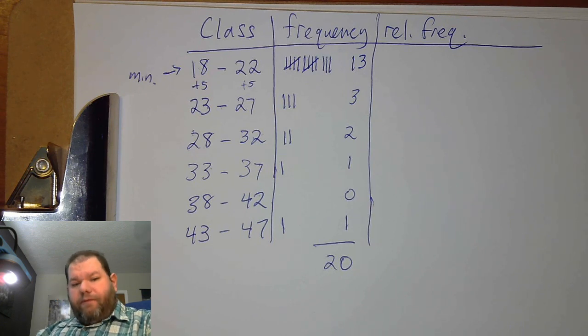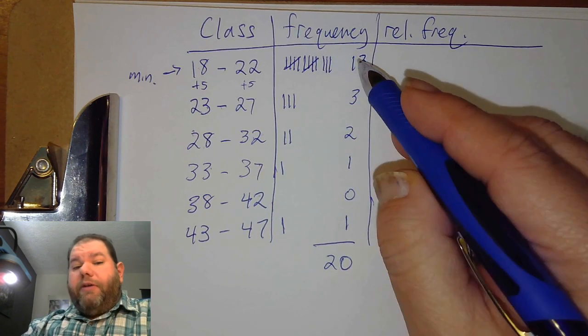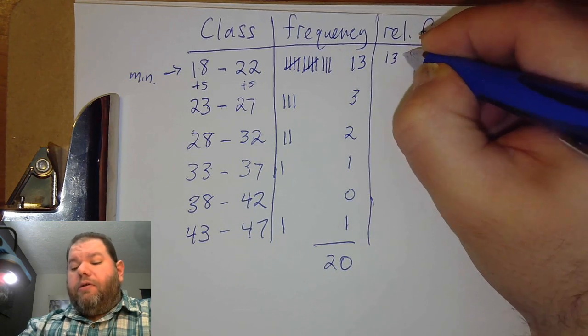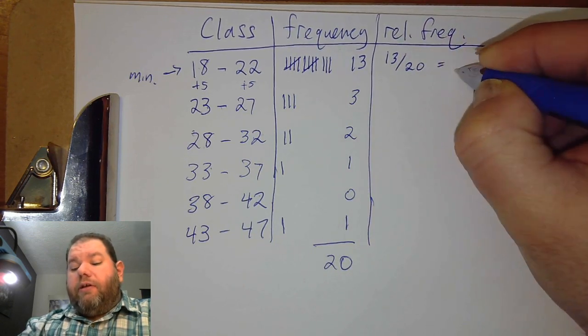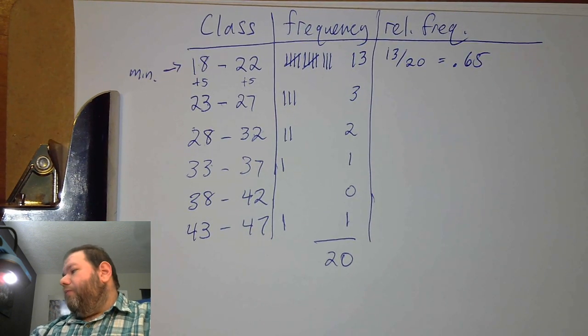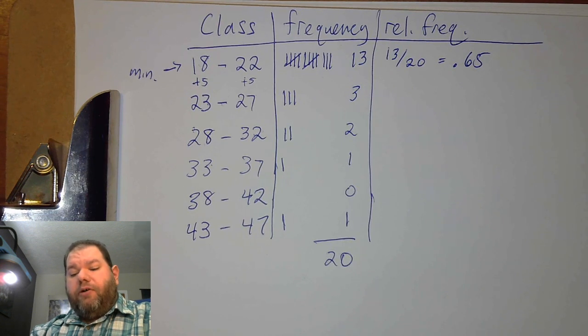Oh, yes, divide frequency by total. So we would take our frequency 13 and then divide it by 20. And so that'll give us 0.65. And then we'll repeat that for each of our frequencies.